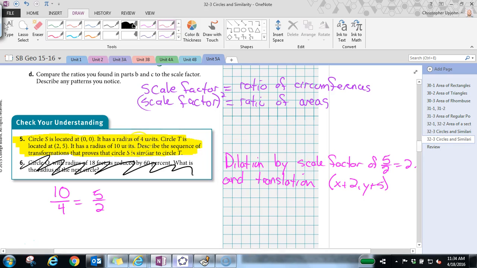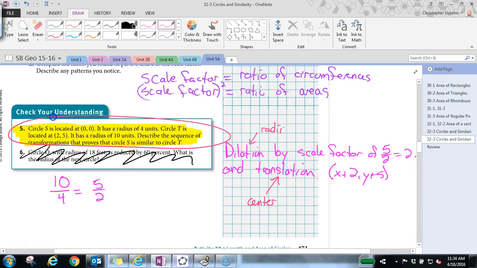So when we're talking about the dilation, we use radii. When we're talking about the translation, we talk about the center. We have one just like this on our test, so make sure you know how to do that.